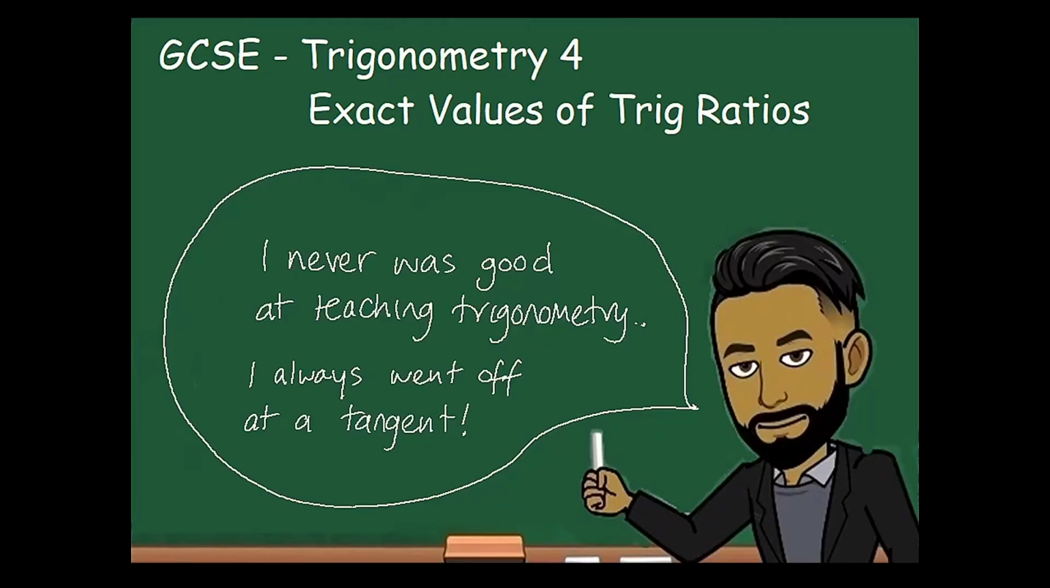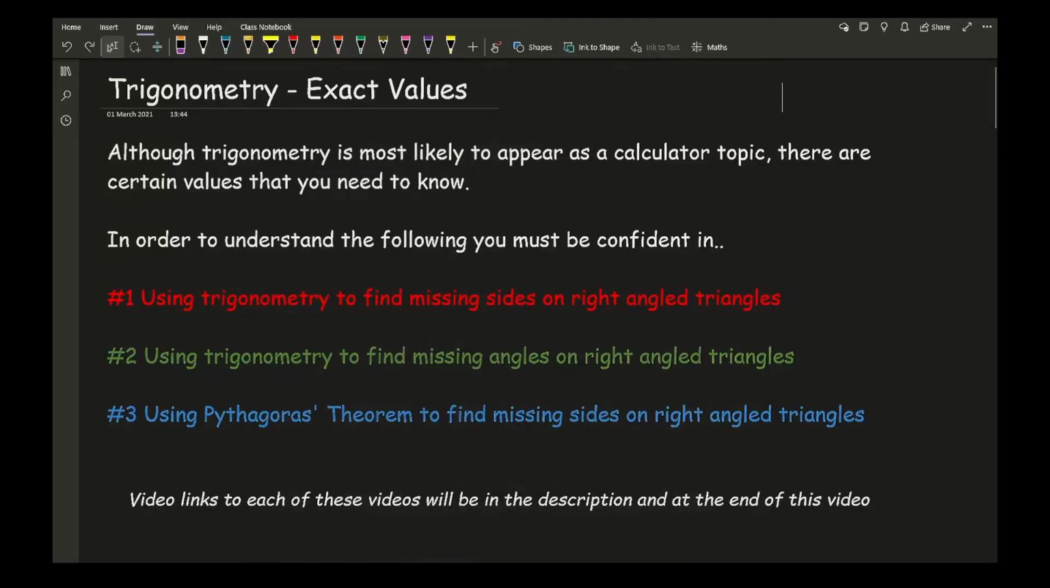So in this latest video looking at trigonometry, we'll be focusing on how to work out the exact values of trig ratios of 30 degrees, 45 degrees and 60 degrees of tan, sine and cos. Now, although trigonometry is most likely to appear on a calculator topic, there are certain values that you need to know that could easily appear on the non-calculator paper.